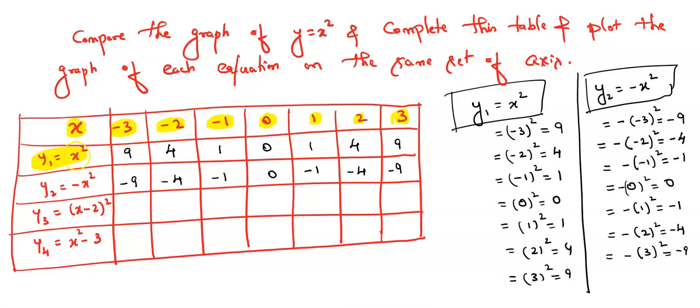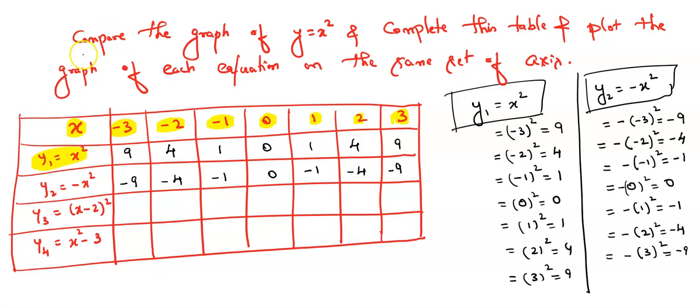Just put the value of x here: minus 3, minus 2, minus 1, 0, 1, 2, 3. Same way, in place of x, substitute minus 3 and find the answer. Similarly, you can try even for this: x minus 2 whole square, x is minus 3, minus 3 minus 2 is minus 5, minus 5 whole square is plus 25. Like that you can try for the next two equations below. So now we have found the values of y1, y2 and y3.